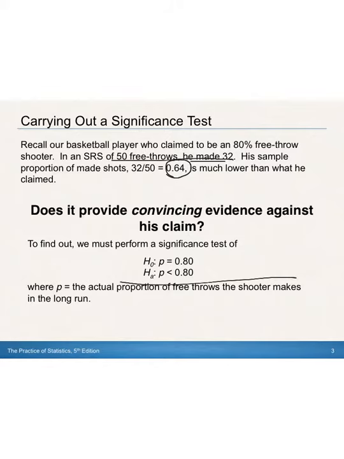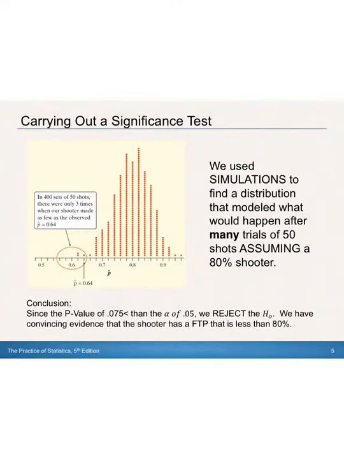The significance test always assumes the null is true, and everything we do in the calculations up to the point of calculating the p-value uses the population proportion, or the null proportion, as the building block. What we did in the first part of the chapter is we simulated those 50 shots lots and lots of times. And this was the distribution that we got, assuming that it was an 80% shooter. So we got a sample distribution as an 80% shooter.